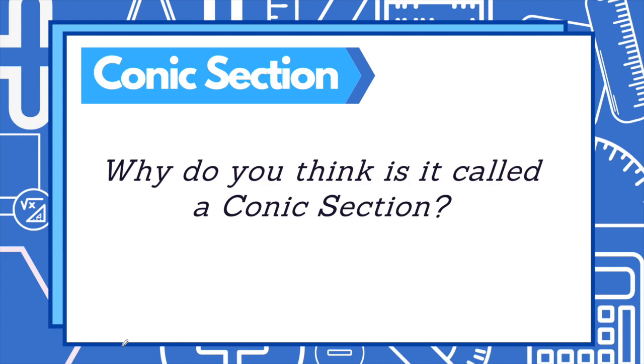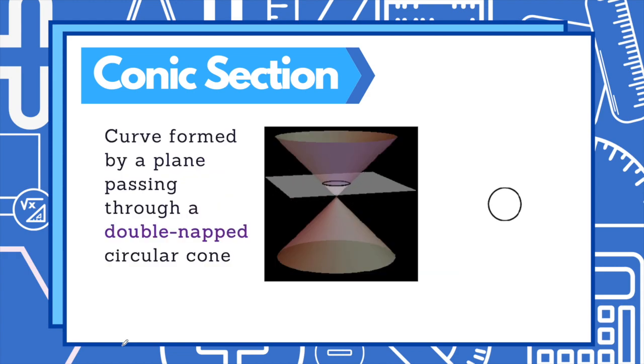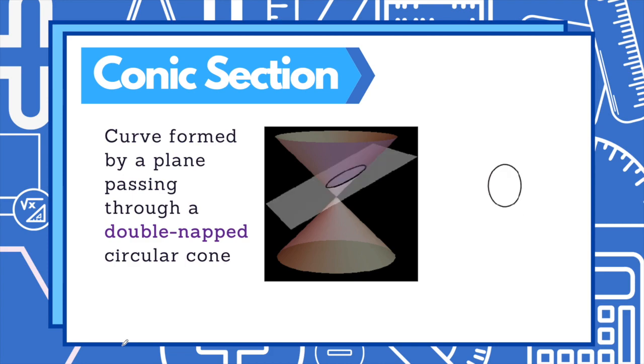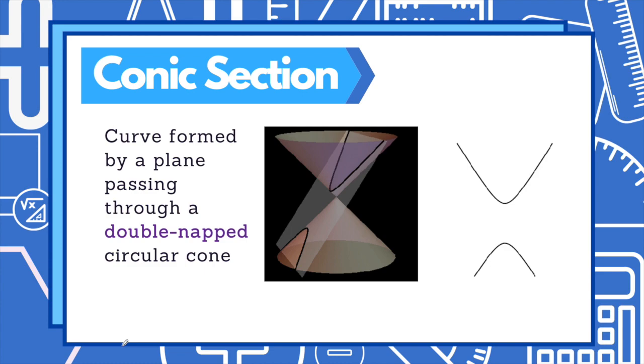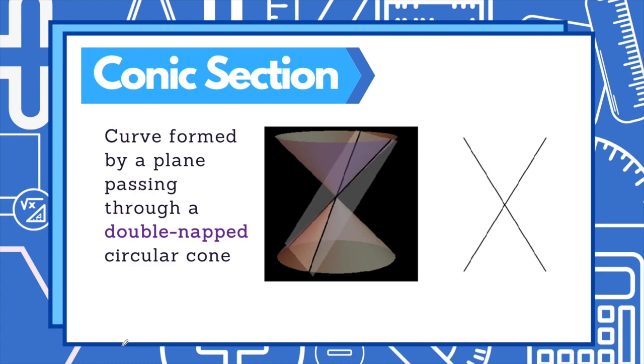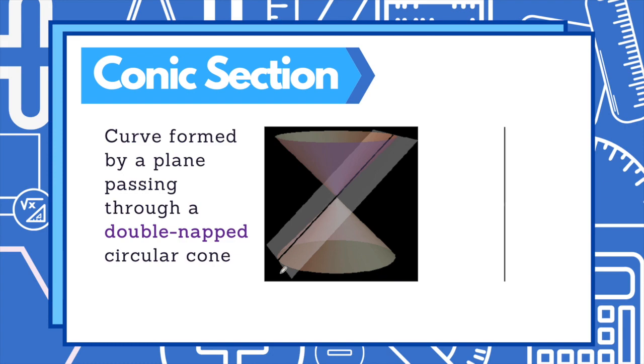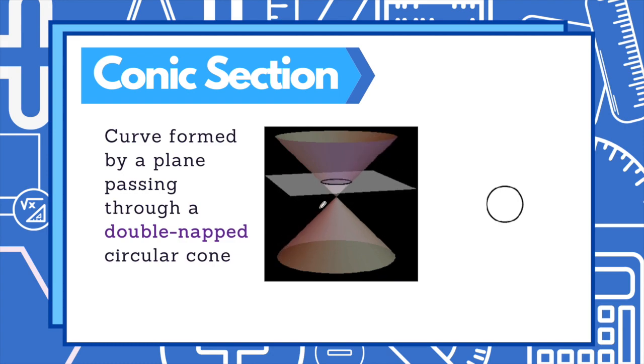Now let us start with the question, why do you think it is called the conic section? Based from the word conic, a conic section is a curve formed by a plane passing through a double-napped circular cone. A double-napped circular cone is formed when two cones are connected by their vertices.